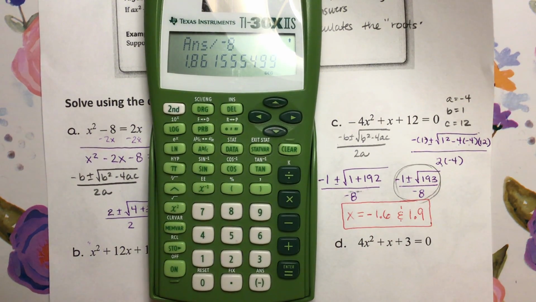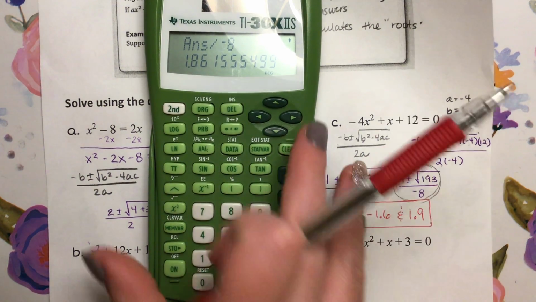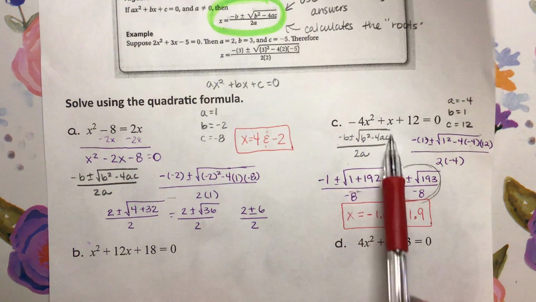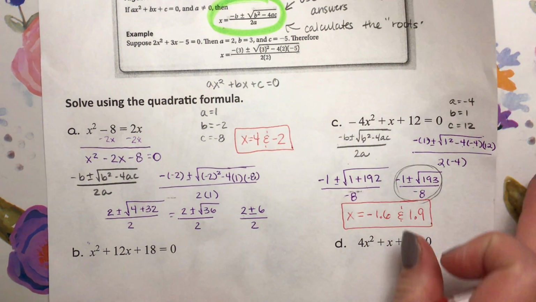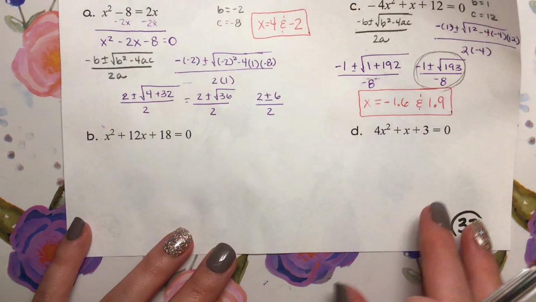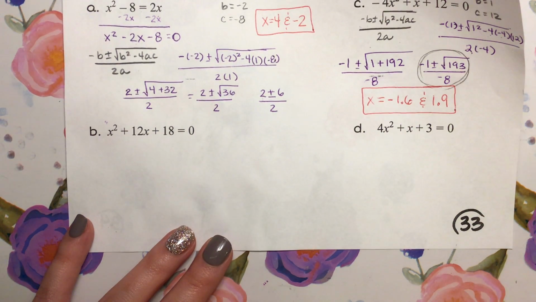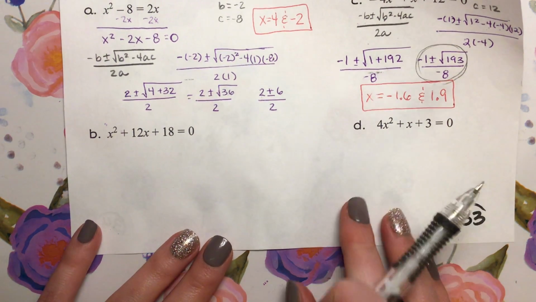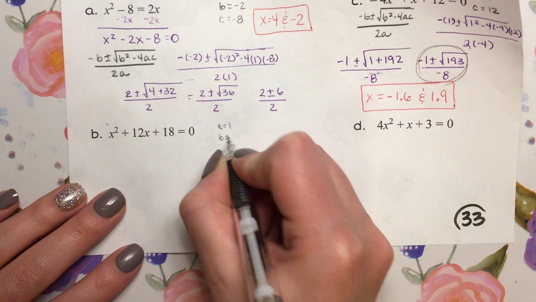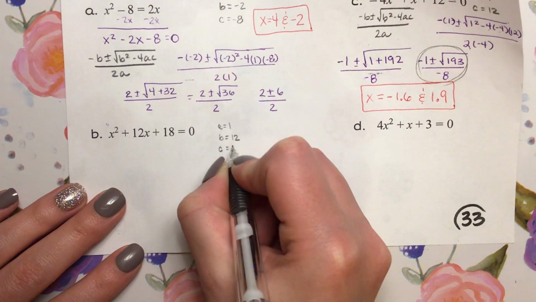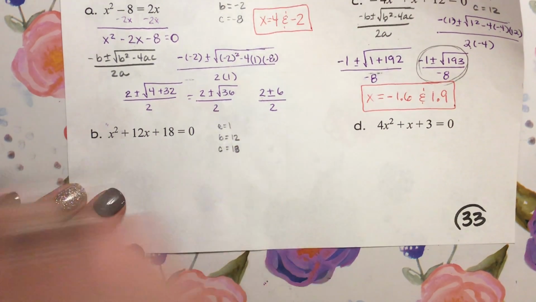And there you have it. So once again, you're substituting your A, B, and C values into this formula, simplifying, and then using your calculator. Let's do 2 more examples. So down here, we need to identify our A, B, and C. A is equal to 1. B is equal to 12, and C is equal to 18.